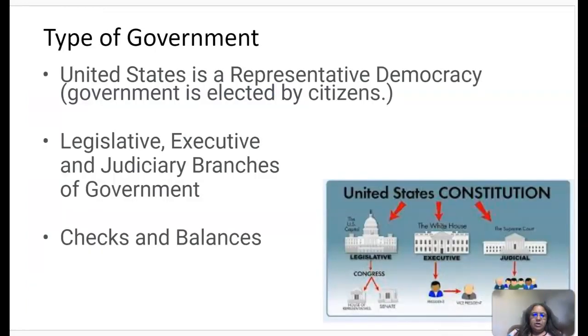Type of government. The United States is a representative democracy. Government is elected by citizens. We have legislative, executive, and judiciary branches of government, and we have a checks and balances system.